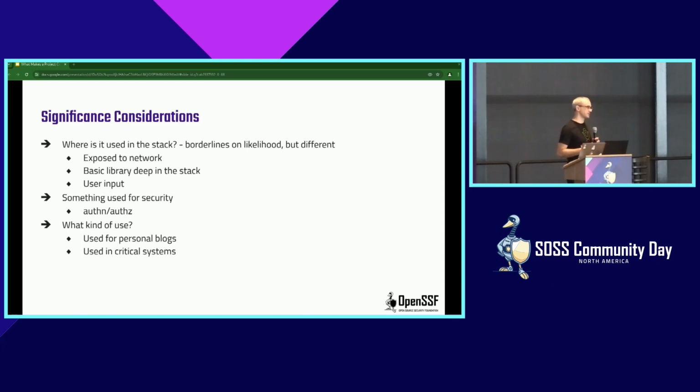Same thing for security. If it's something that's used for authorization or authentication, then if it has a vulnerability, it's typically going to give somebody more access than they were intended to have. And then we didn't do this a lot, but the kind of use came up a bit. So if it's a package that's used mostly in personal blogs, I'm not going to say WordPress because that's used for a lot more than that, but that kind of realm, then maybe it's not as critical as something that's often used in big complex systems from critical infrastructure.